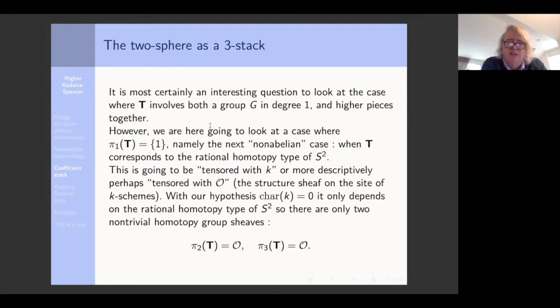But today we're just going to take a different tack, and so we're not going to look at the group G. We're just going to take pi 1 of T to be trivial, and we'll look at the next non-abelian case, where T very simply corresponds to the rational homotopy type of the two-sphere. Let's recall that the rational homotopy groups of the two-sphere, there are only two of them, pi 2 and pi 3. They're both equal to Q.